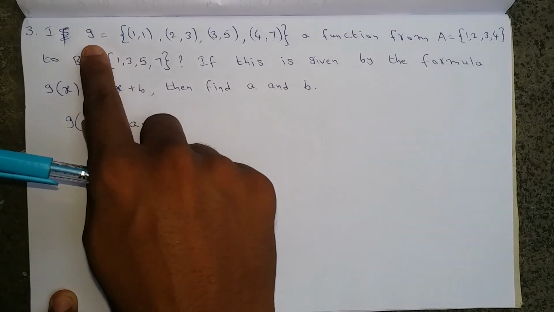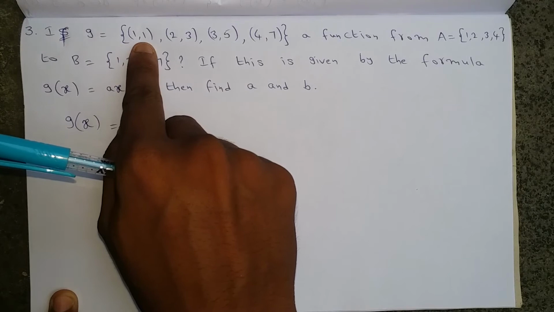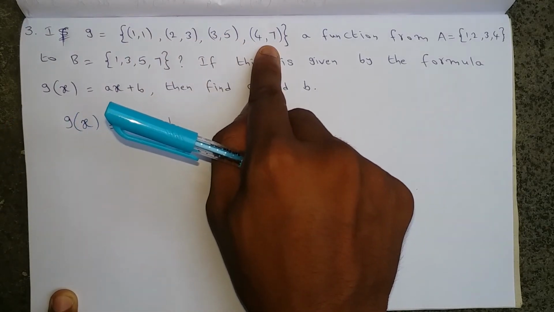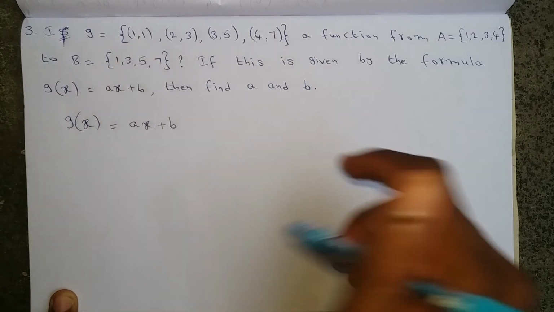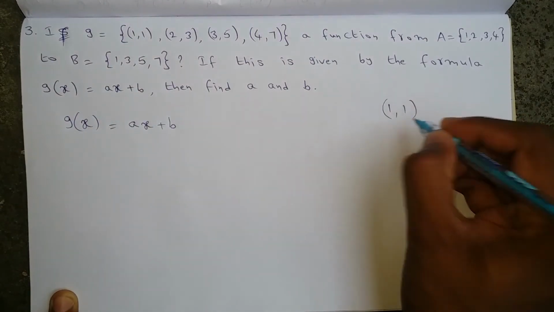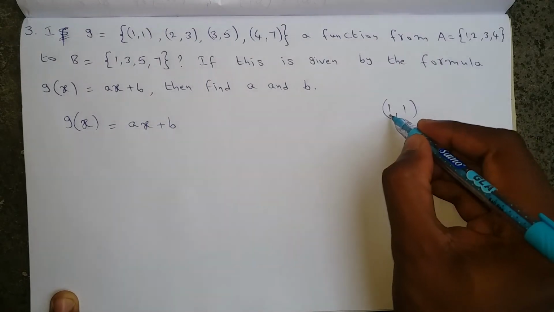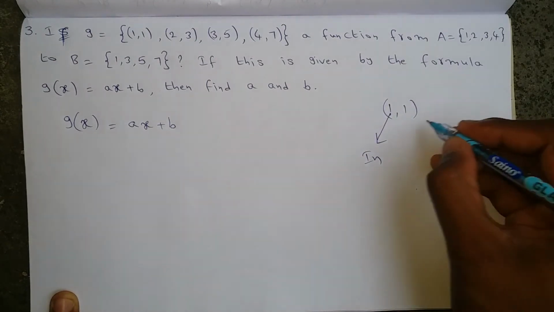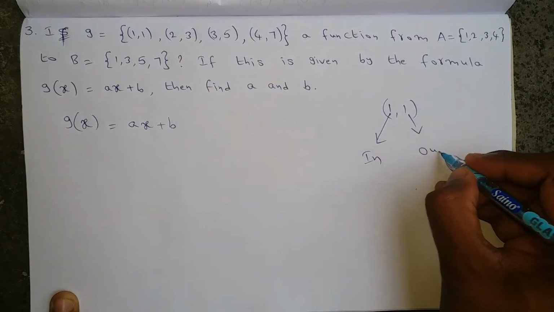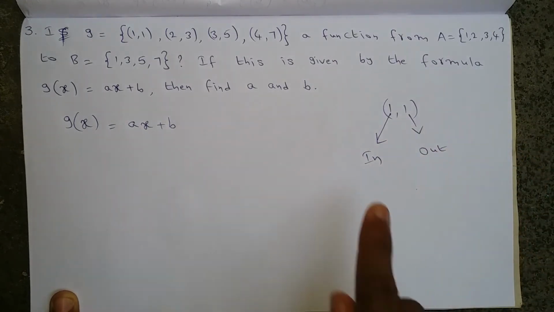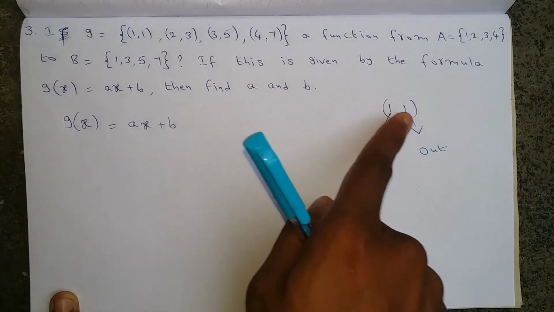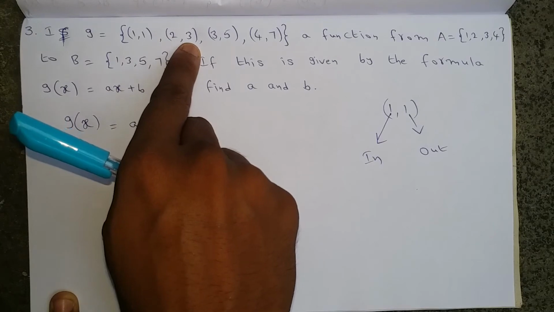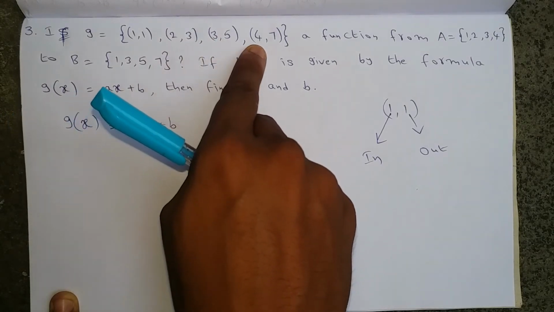Now the given g, if we observe, is (1, 1), (2, 3), (3, 5), (4, 7). So first pair I am taking (1, 1). If we observe this ordered pair, the x coordinate is always the input and the y coordinate is always the output. So it means for a given function, when we substituted 1, we got the output as 1. The same way here also: 2 is the input, 3 is the output. 3 is the input, 5 is the output. 4 is the input, 7 is the output.